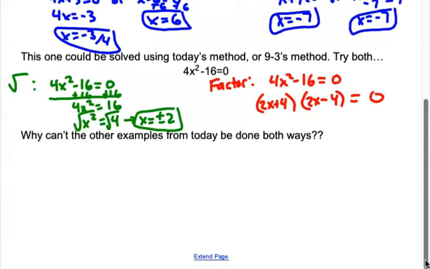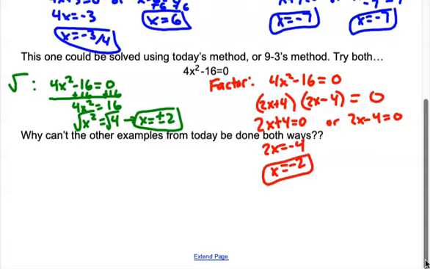So when you solve these, 2x plus 4 equals 0, or 2x minus 4 equals 0. On this one, you subtract 4 from both sides, get 2x equals negative 4, and negative 4 divided by 2 is negative 2. Over here, you add 4 to both sides and get 2x equals positive 4, and divide by 2, x is positive 2. This answer in red is the same as this answer in green. The plus or minus 2 is saying exactly that. X equals 2 is an answer, and x equals negative 2 is an answer.